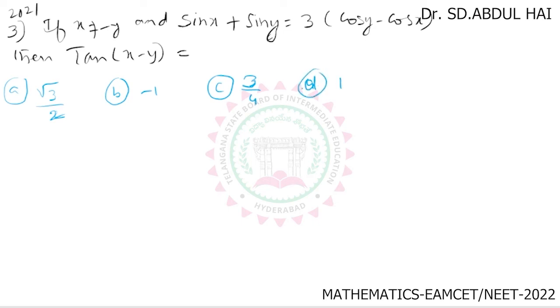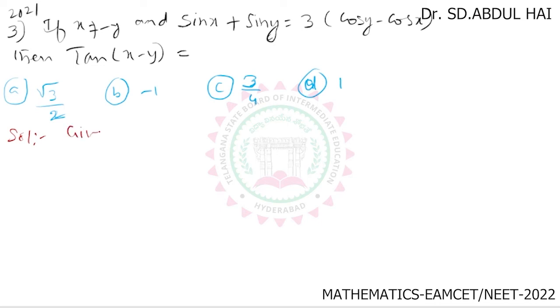Now, by seeing the question, you may get to the point that when it is given as sin x plus sin y equal to 3 times cos y minus cos x, definitely here we have to apply the transformation formula. Okay, so write down the solution.